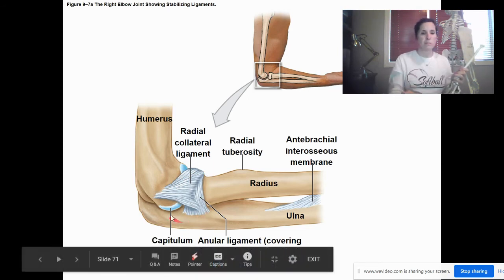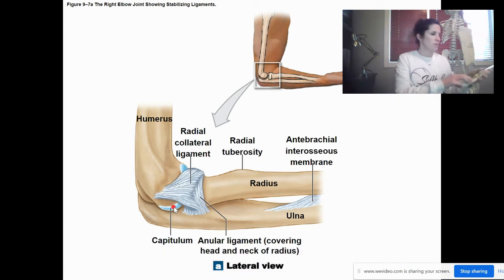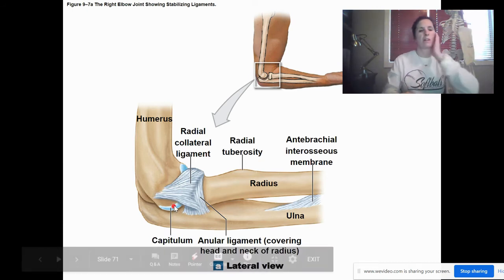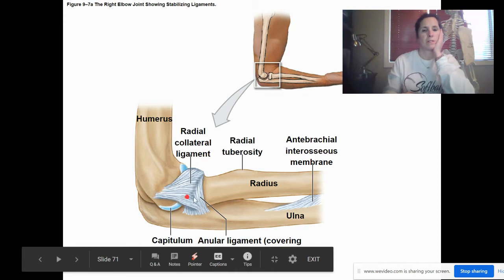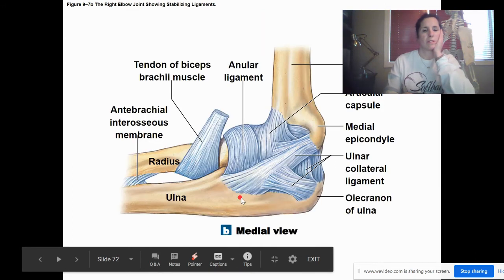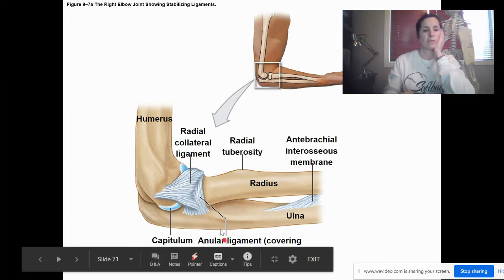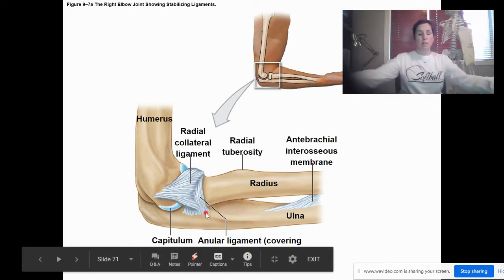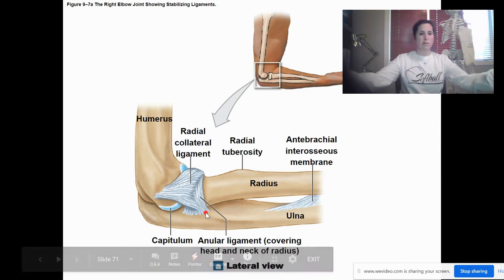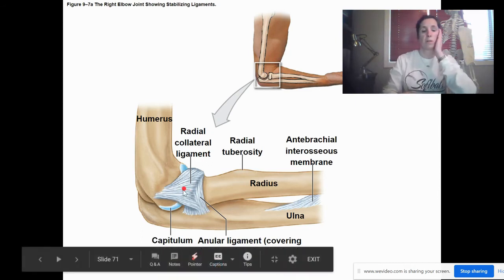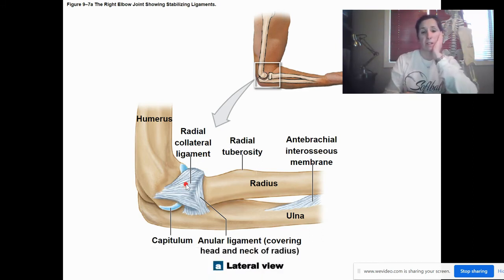This is your capitulum on the humerus. This is your lateral. Remember anatomical position. So this is the radial collateral. That's your radial side, that's your thumb side. You could say lateral collateral ligament, but radial collateral ligament means the same thing, and it helps you understand that it's by the radius.